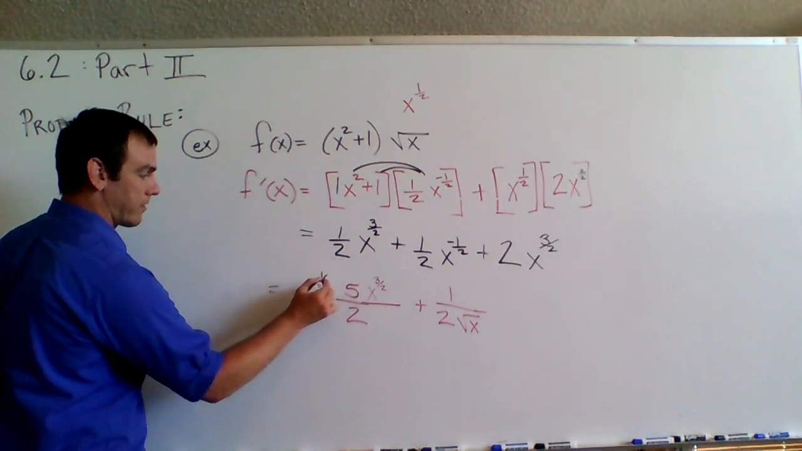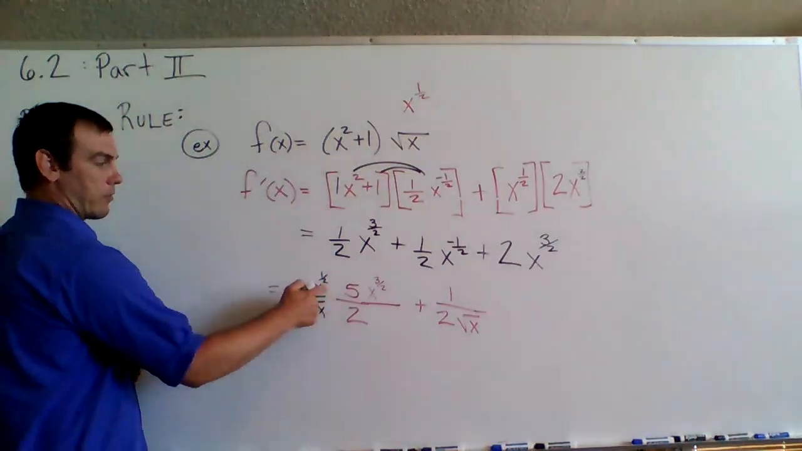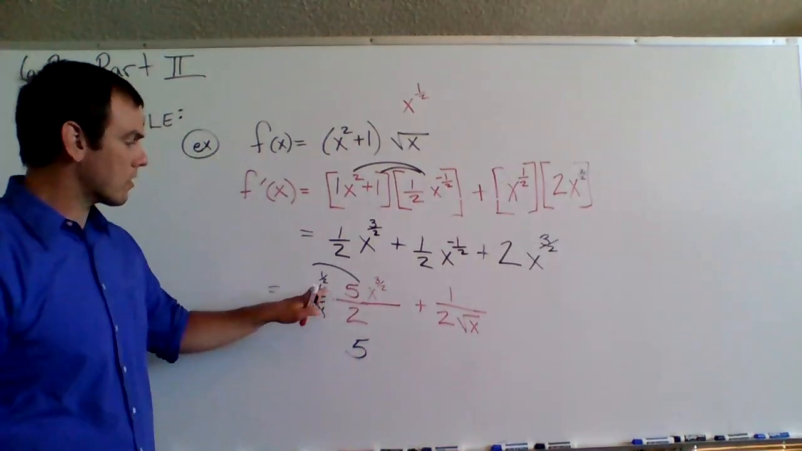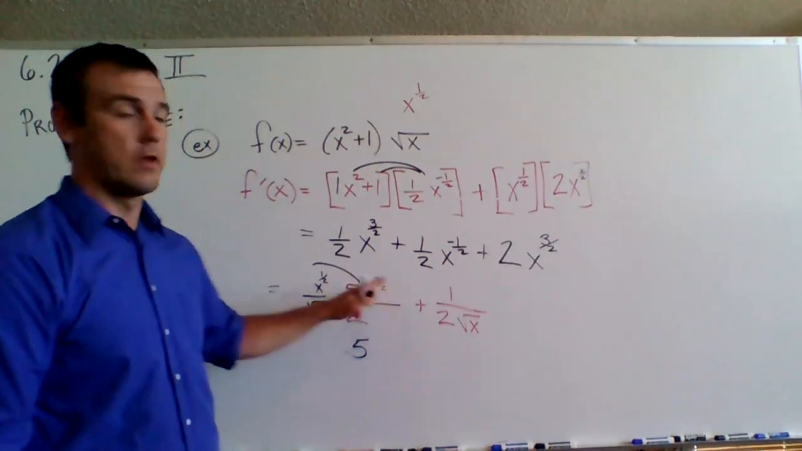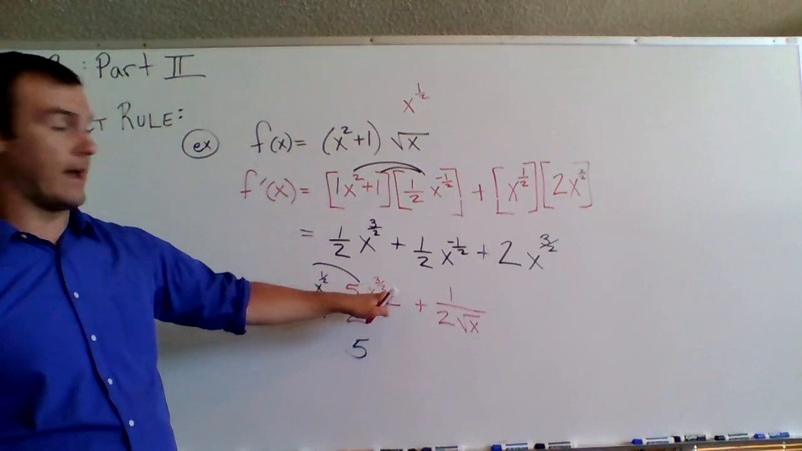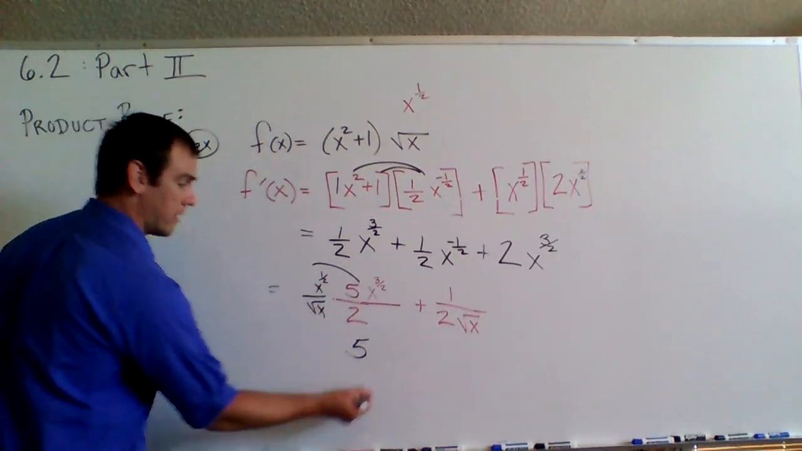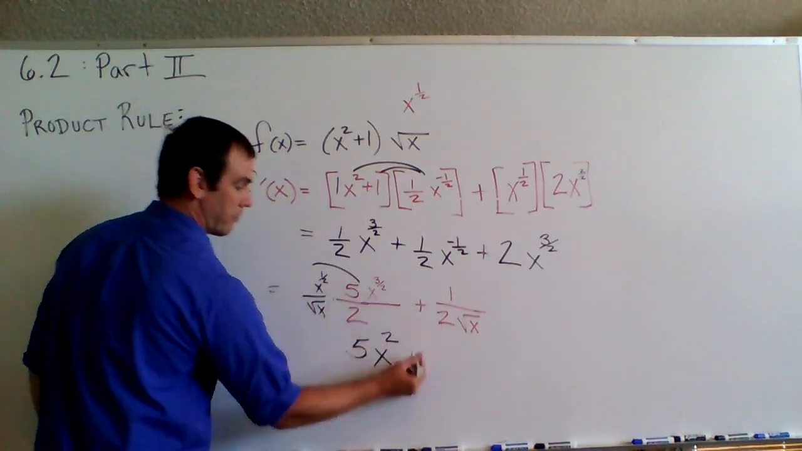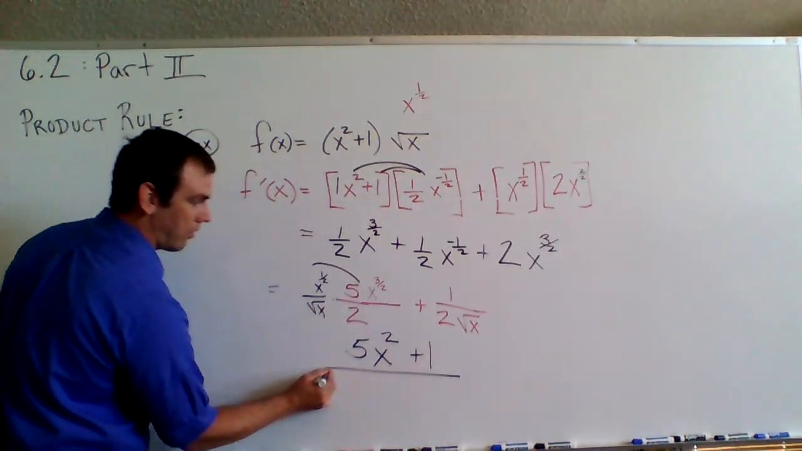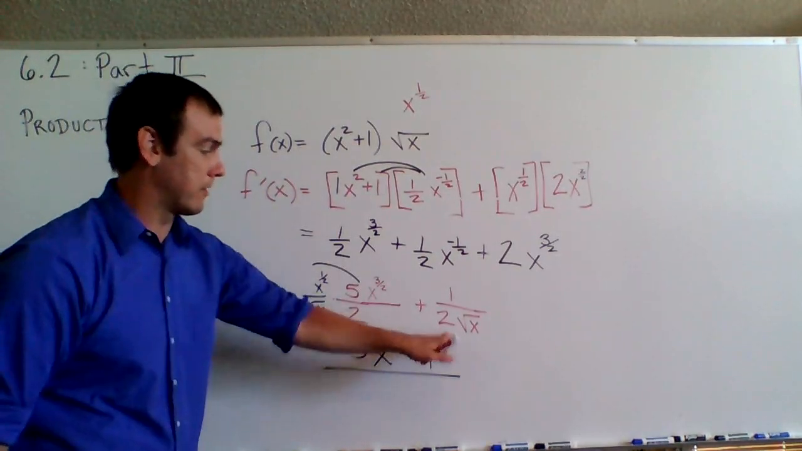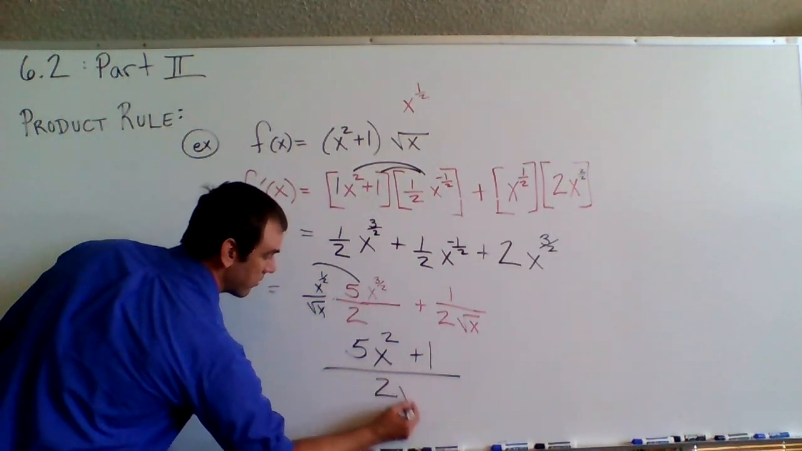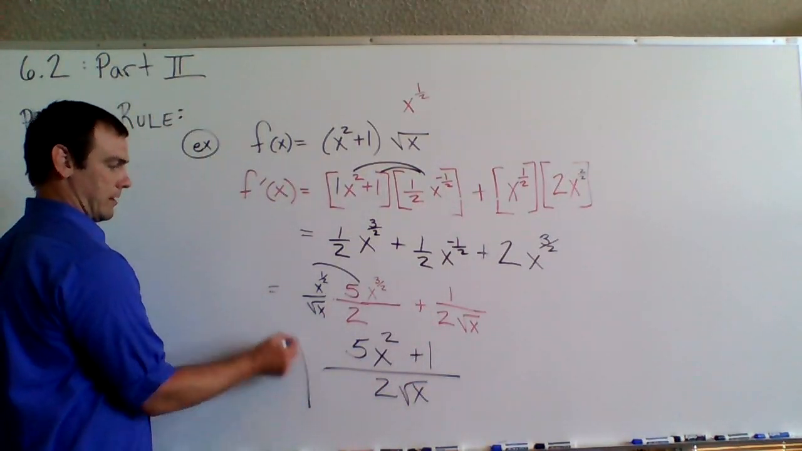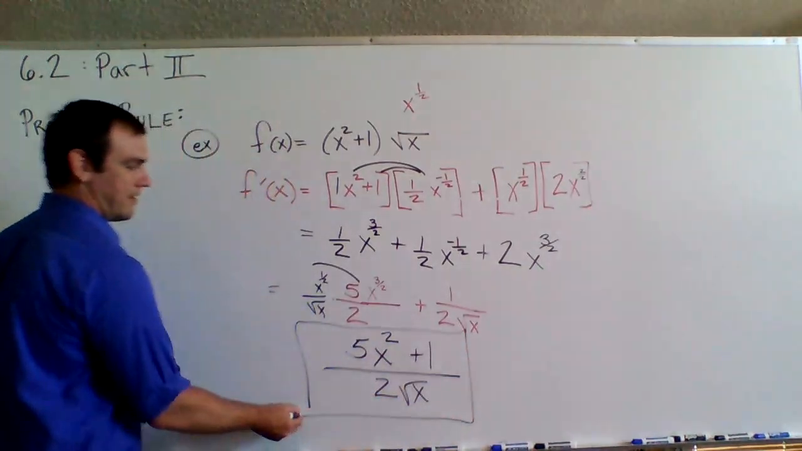Hopefully that makes sense. Okay, so when we multiply this in here, we still have 5. We're going to add our exponents. 1/2 plus 3/2 makes 4/2, which is just going to be x squared. So we get 5x squared plus 1 all over, so we had to get a common denominator. We've got to keep that common denominator, 2 square roots of x. And that is what we call fun.